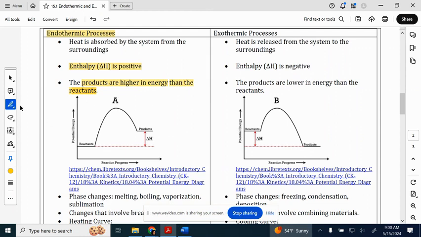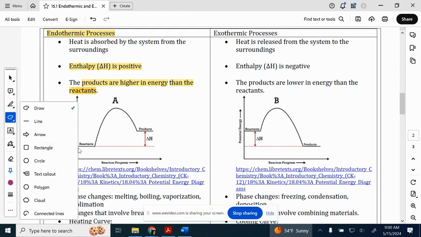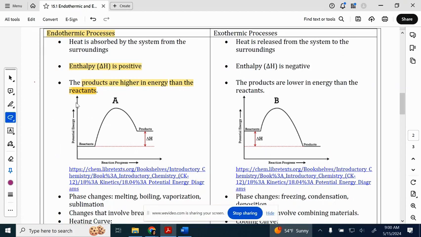Okay? When you're looking in terms of graphs, this is what that would look like. You're looking at energy on the side here, the potential energy. Your starting reactants are here. They need something called activation energy. So the activation energy is between here and here.